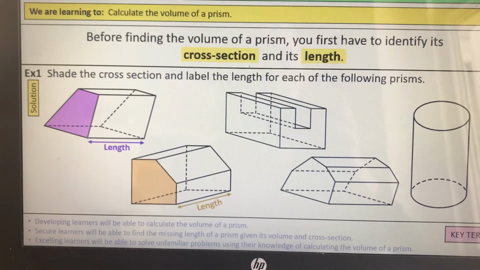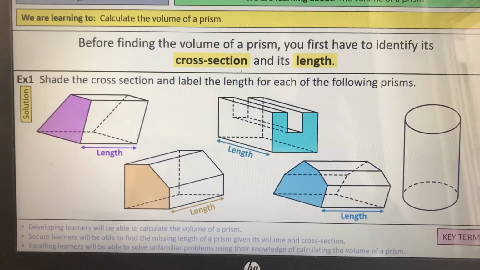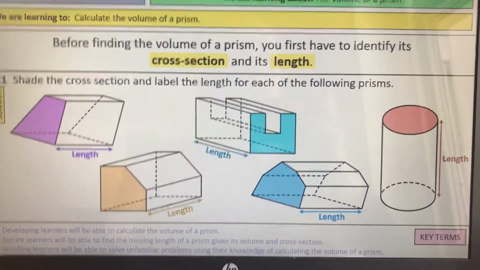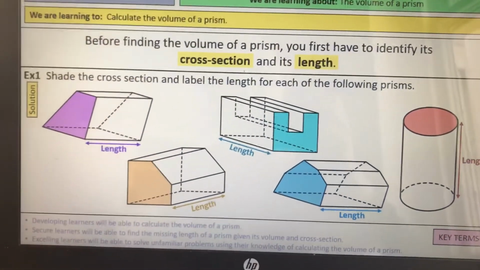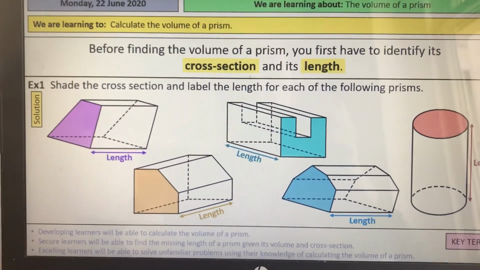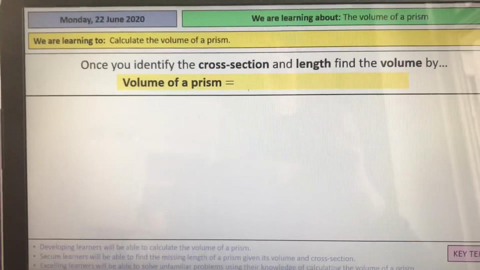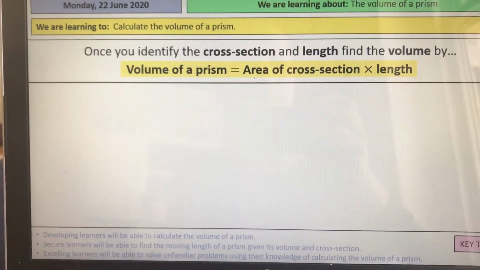Cross-section, length. Cross-section, length. The last one is really interesting. This is a cylinder. Its cross-section is a circle. We'll look at that in a few lessons' time. So now, if you want to find the volume of a prism, all you now need to do is find the area of that cross-section and times it by the length.